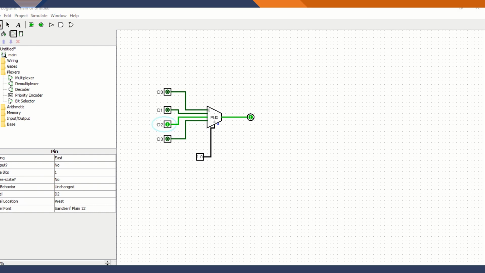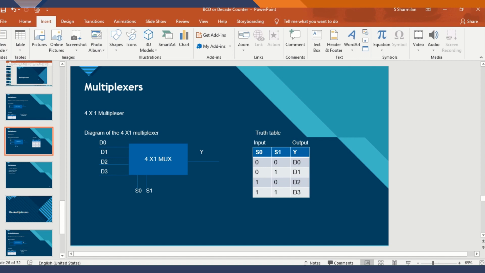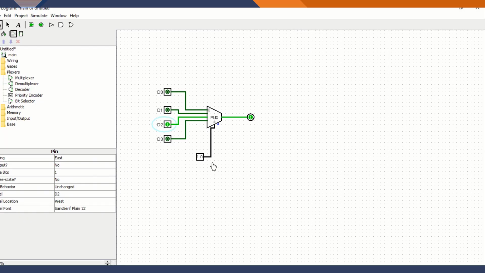The last condition is S0 equal 1, S1 equal 1. I am going to change S0 equal 1, S1 equal 1. This time my output Y equals D3. Now I am going to change my D3 value to 1. See, my output Y is also 1. That means my output Y equals D3.